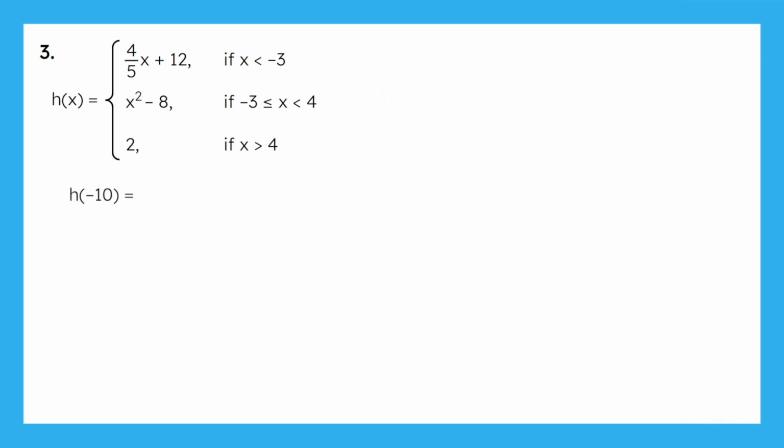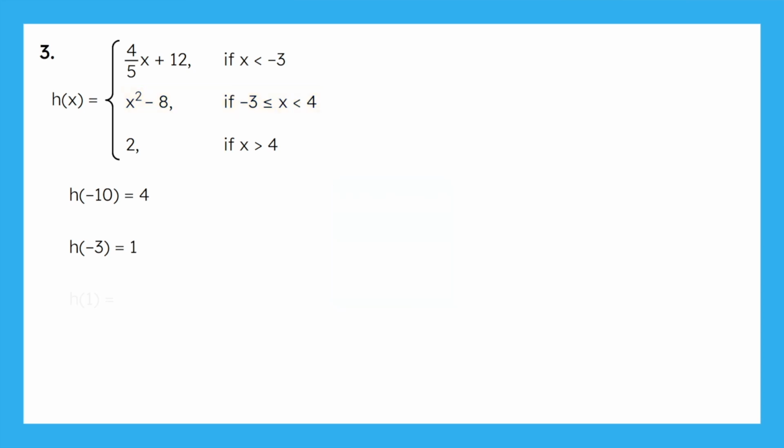Starting with h of negative 10, we'll use the first subfunction here since its domain is x is less than negative 3, which includes negative 10. Evaluating gives us an output of positive 4. Which subfunction should we use to find h of negative 3? That would be the second one, since its domain includes negative 3, as shown by the inequality symbol less than or equal to. That gives us an output of positive 1.